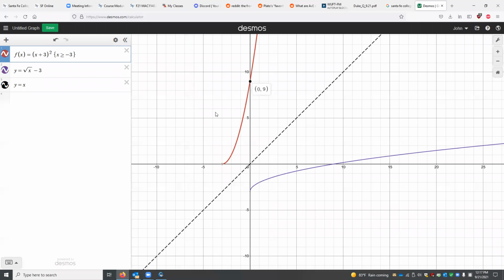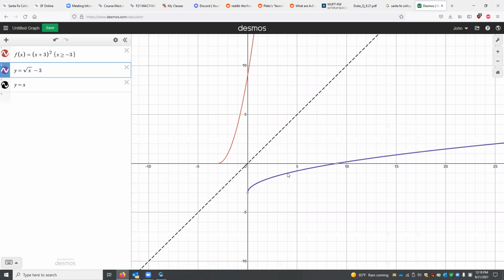So the point 0 comma 9 is on the graph of the original. That means that 9 comma 0 will be on the graph of the inverse. Where do I have nice points here? What's the next integer coordinate point? -1 comma 4 is on the graph of the original. So what point do I expect to be on the graph of the inverse? 4 comma -1. Exactly. 4 comma -1 is on the graph of the inverse.